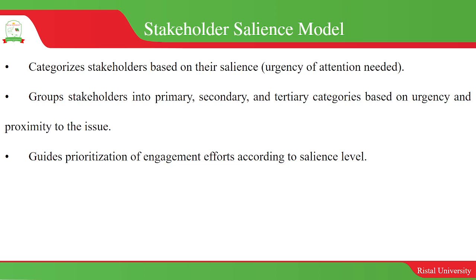With this one, it categorizes stakeholders based on their salience, which is the urgency of attention needed. So you categorize the stakeholders into three categories based on urgency and proximity to the issue, and then you prioritize your efforts accordingly.